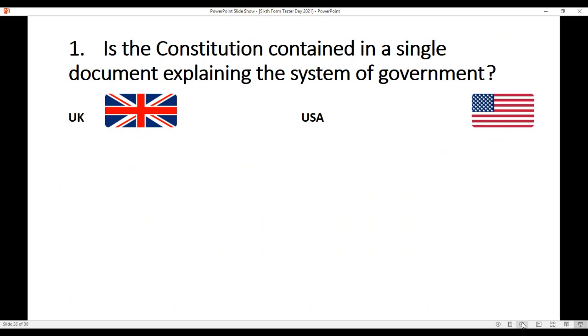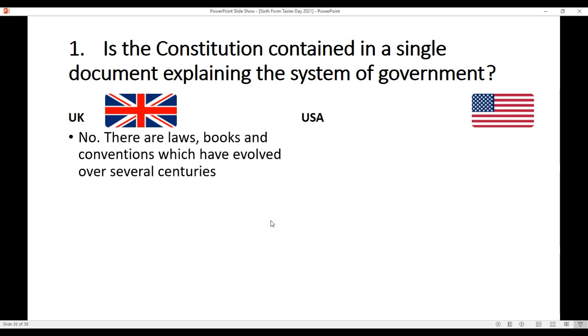Is the Constitution contained in a single document explaining the system of government? Constitution means the system, the way it works, the plan, the layout. And the question here is, is all that stuff contained in one document? In the United Kingdom, the answer is no. There is no one single document. There are just lots of laws, books, and conventions which have evolved over several centuries.